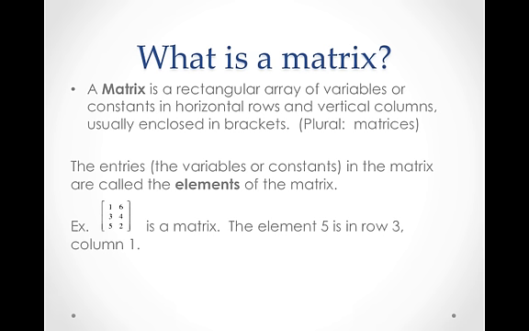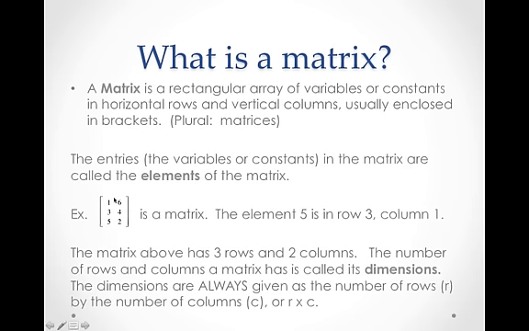The element 5 is in row 3, so it's in row 1, 2, 3, column 1. So these are our rows. Rows go across. Here are our two columns. Columns run up and down. The matrix above has 3 rows, like I said, 1, 2, 3, and 1, 2 columns.